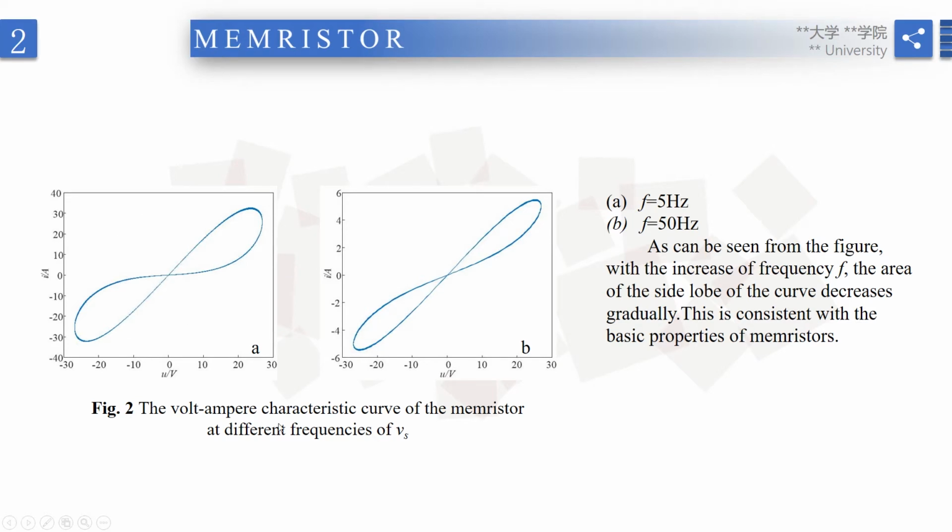This is the ampere-volt characteristic curve of the memristor at different frequencies of Vs. As can be seen from the figure, with the increase of frequency, the area of the side lobe of the curve decreases gradually. This is consistent with the basic properties of the memristor.